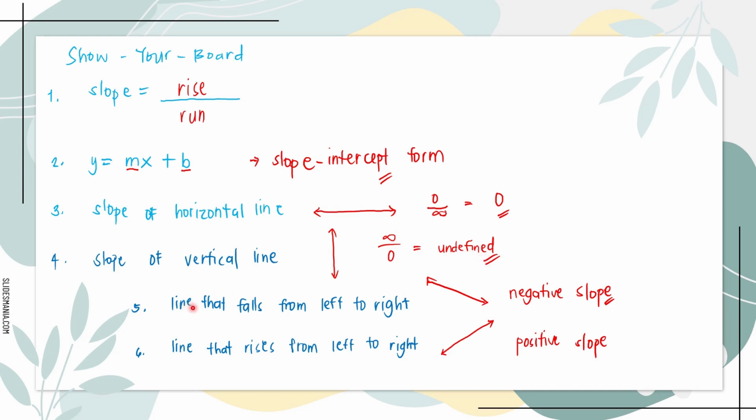Last, number 5. What is the slope of a line that falls from left to right? It looks like this one. A line that falls from left to right has a negative slope. If the line rises from left to right, it is a positive slope. One goes up, the other goes down: the one going down is negative, the one going up is positive.